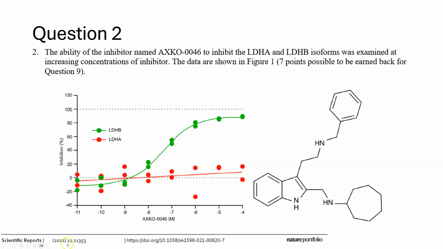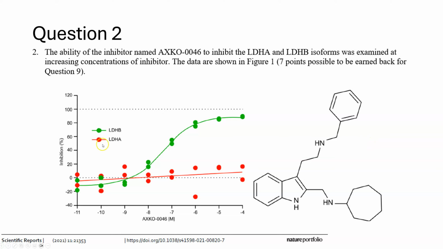So this is a fairly recent report that I read. A group of investigators were looking at LDHA and LDHB isoforms to see if they can find inhibitors that might inhibit one and not the other. This is what they call AXKO-0046. I'm not sure why they named it that, but anyway, that's the name of it.